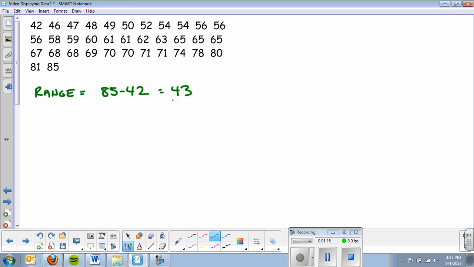We're basically going to divide that into 7 what's called classes, or basically they're the bars. So I want 7 bars. Now it's not always 7. There's not really a right or wrong. It just depends on what the data looks like. I'm going to start off with 7.